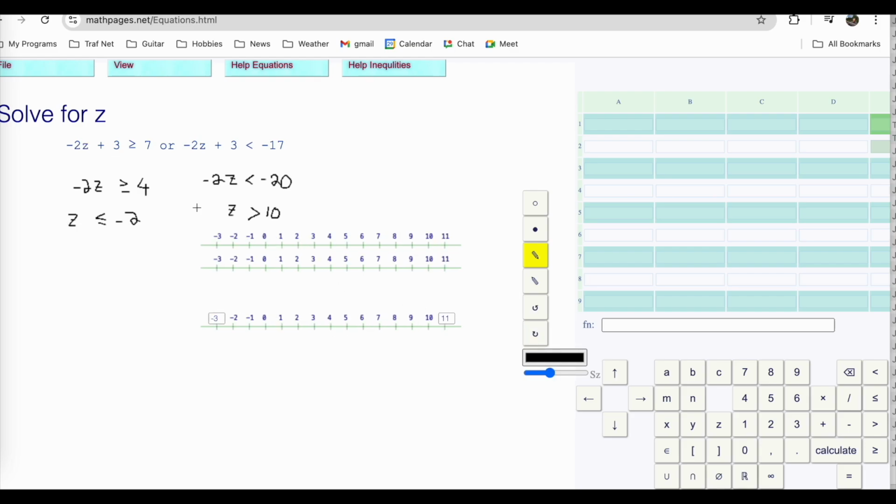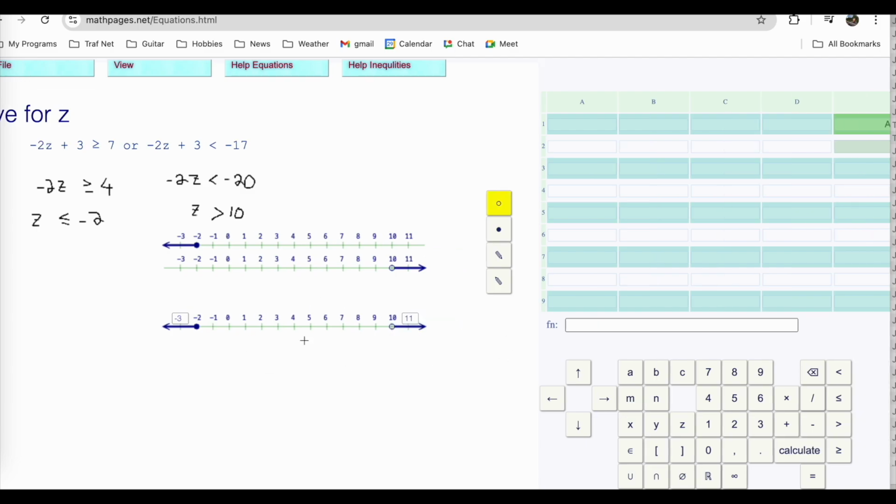Z is less than or equal to negative 2. Solid dot on negative 2 and drag it to the left. We have a left arrow. Then Z is greater than 10. Greater than, it's not including 10. Hollow dot on the 10, drag it like that. We want to say whatever's on this number line combined with whatever's on that number line. We're going to get 2 arrows: negative 2, then from 10 up like that.